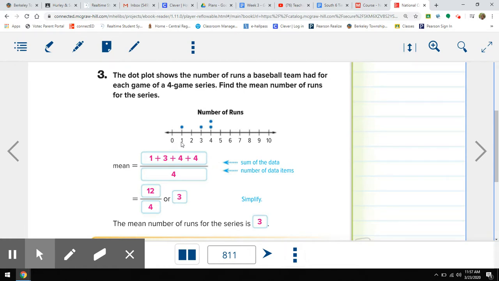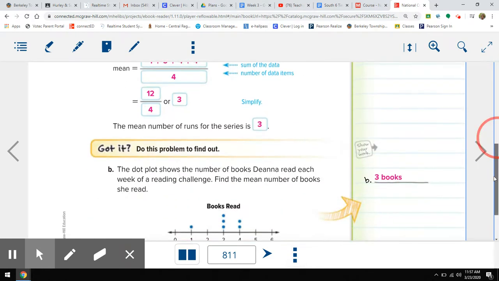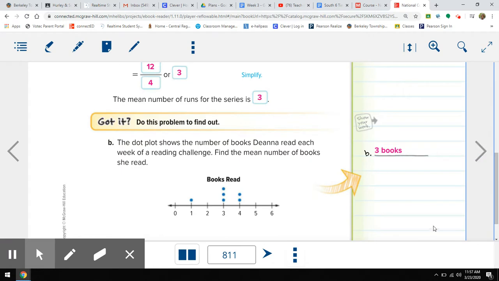So we have 1 plus 3 plus 4 plus 4. Don't forget the double 4 here. Divide it by 4 because there's 4 dots. Our answer is 3. So you got to do the same thing down bottom. And don't forget to label 3 books.